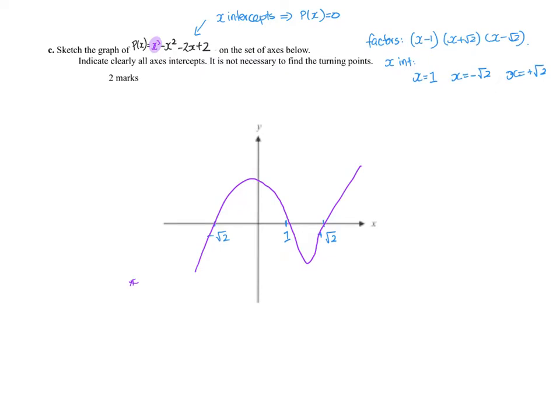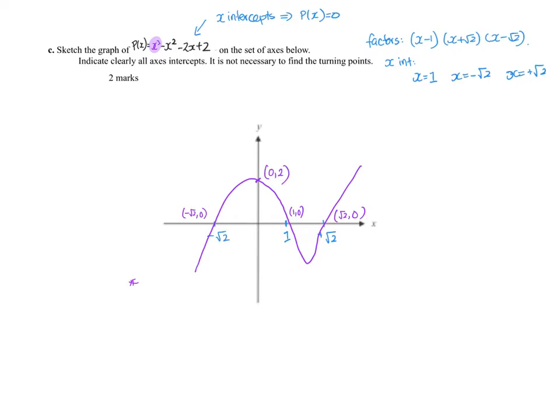But they want you to show all the axes intercepts. So I better go and write them as coordinates. I'm going to say this is negative square root 2 and 0. This is 1 and 0. And this is positive square root 2 and 0. And I'm also going to get the y-intercept. I'm going to say that's 0, 2.